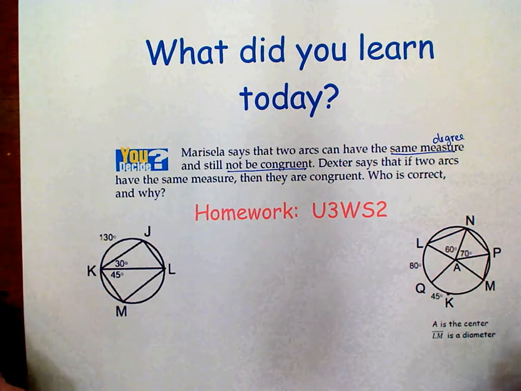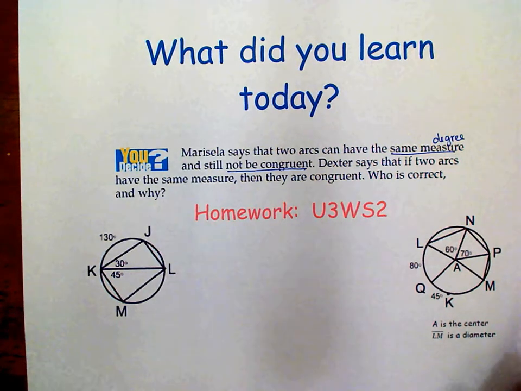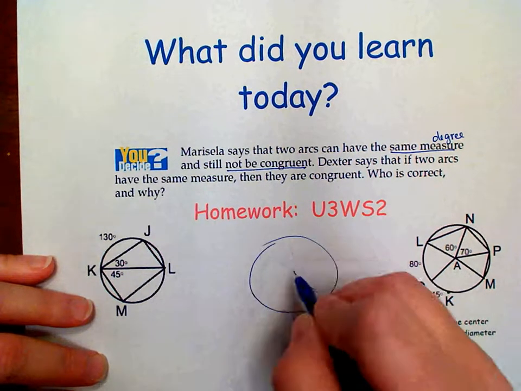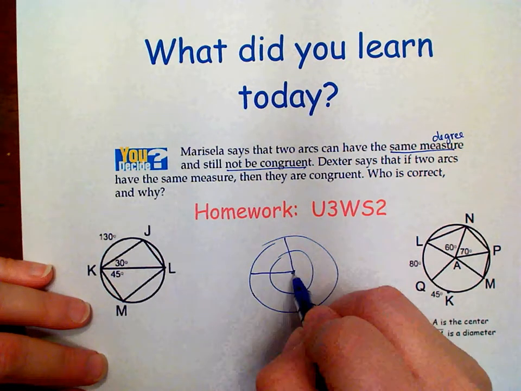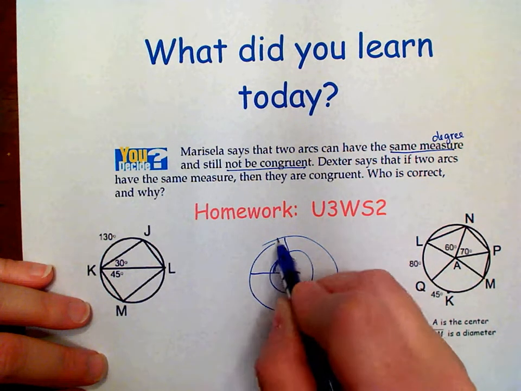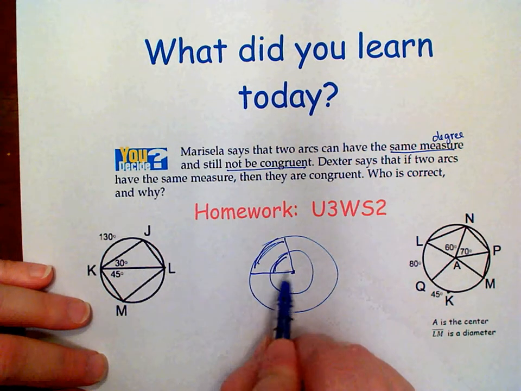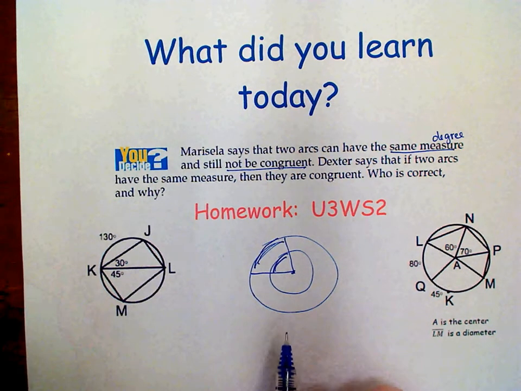So we know we can have two circles with the same center, and if we look at the degree measures of these arcs, they would be the same degree measure because there's the same central angle that's forming them. But they're not the same length. This one's shorter than that one.